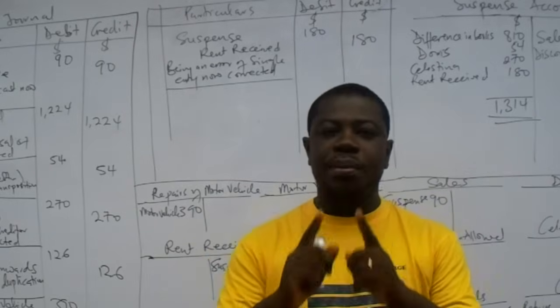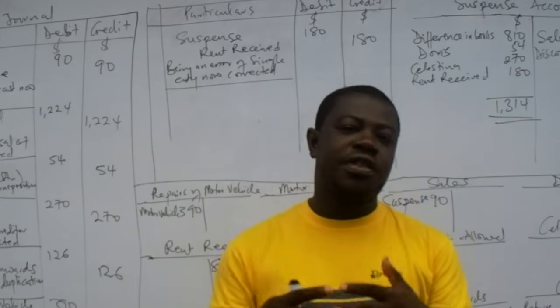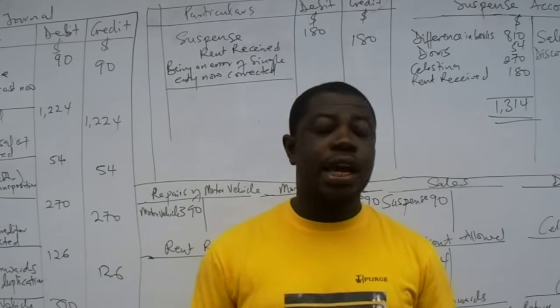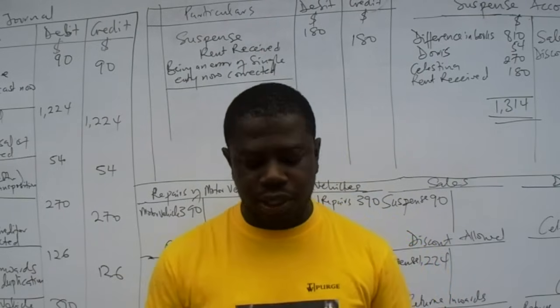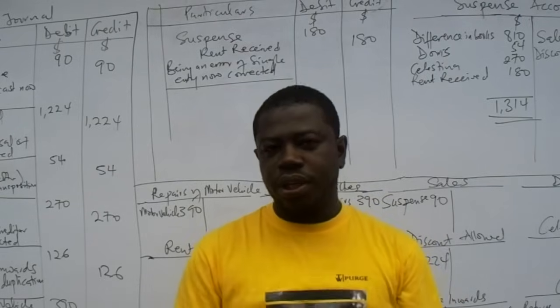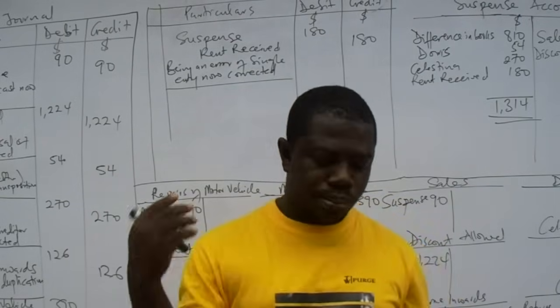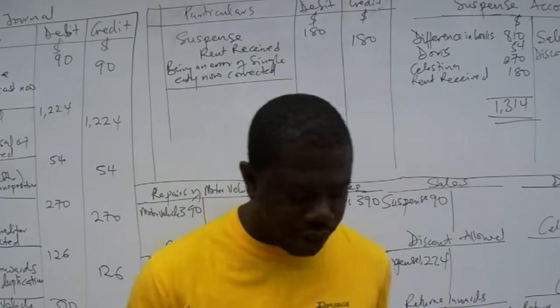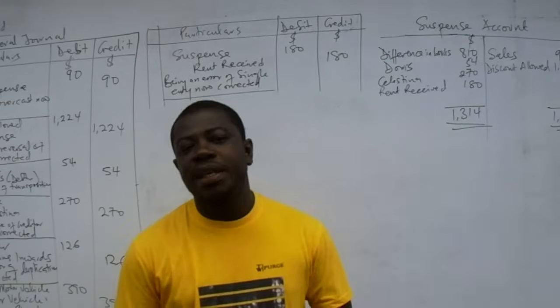And we are left with requirement C, where we are supposed to draft a corrected trial balance. A corrected net profit statement. And so that is what we are going to do now. And so I just want you to relax as I proceed with that, and then we see how we understand that. So we look at requirement C.